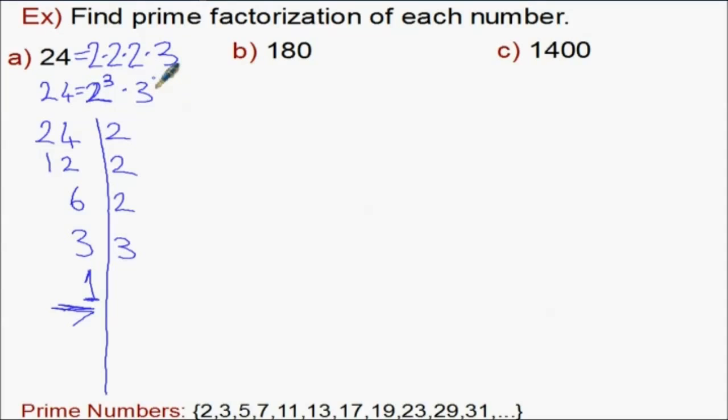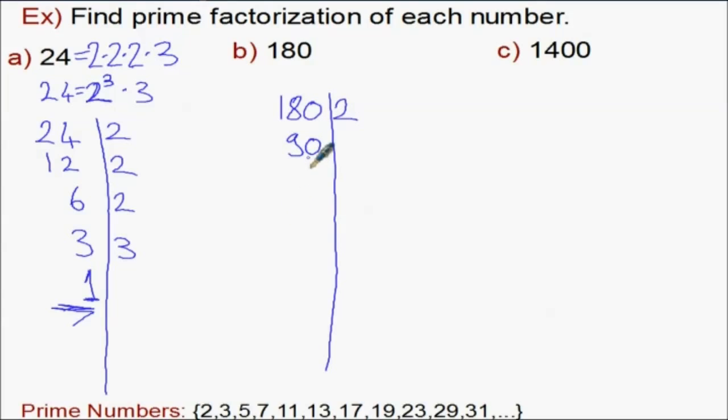Let's do the number 180. Now the first one is finished. 2 cubed times 3. For 180, first I check that. Can I divide it by 2? Can I start with 2? The last one is 0. It is divisible by 2. So I can start with 2. Half of 180. Dividing by 2 means taking half.